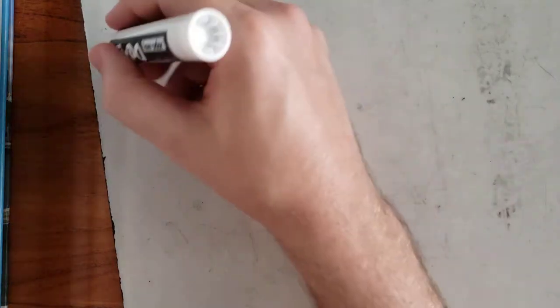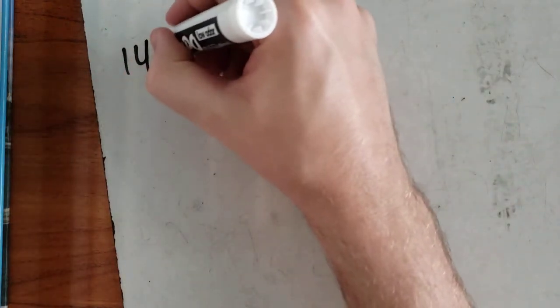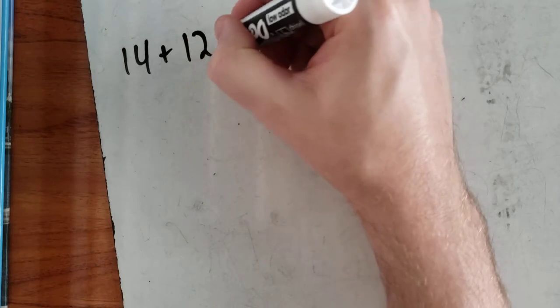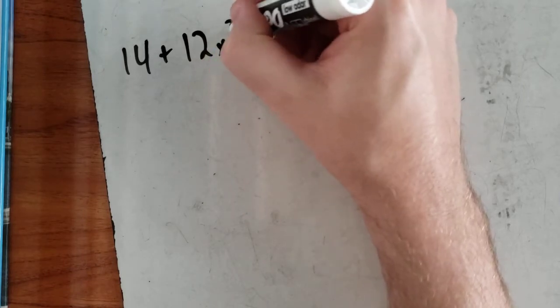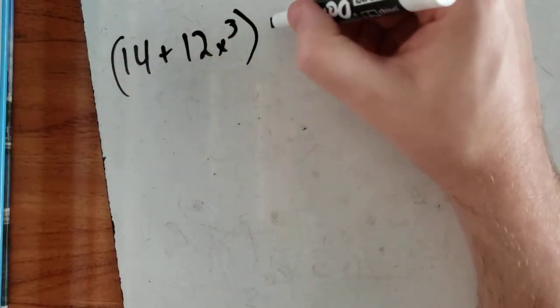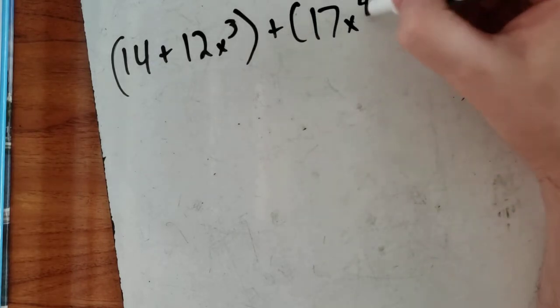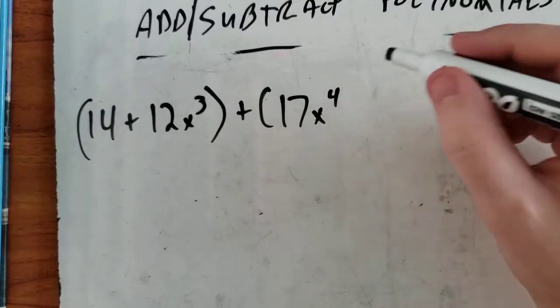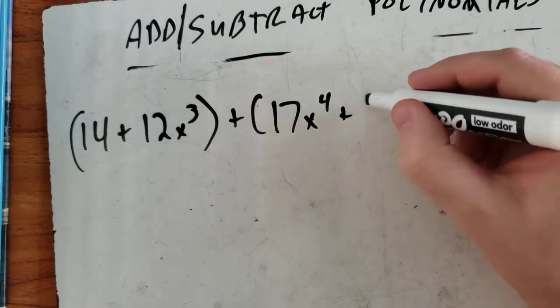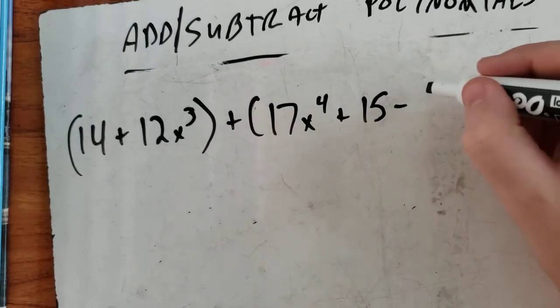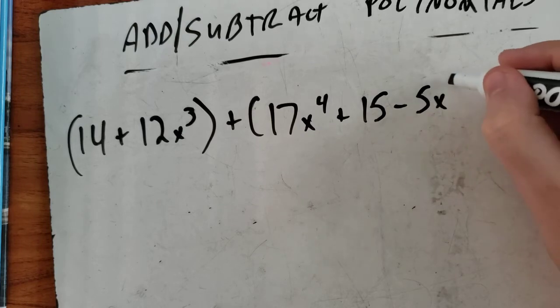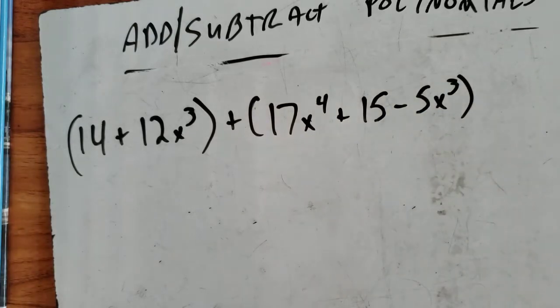Let's do 14 plus 12x to the third plus 17x to the fourth, plus 15 minus 5x to the third.